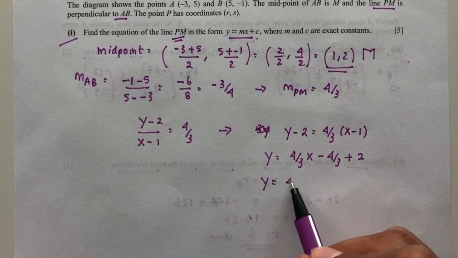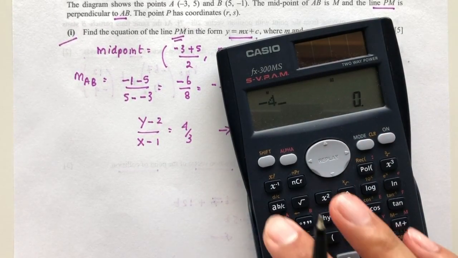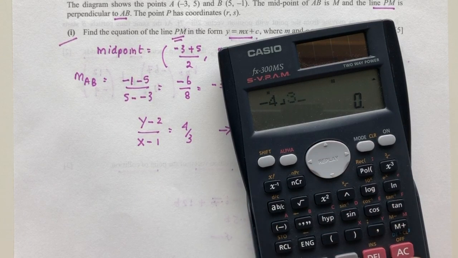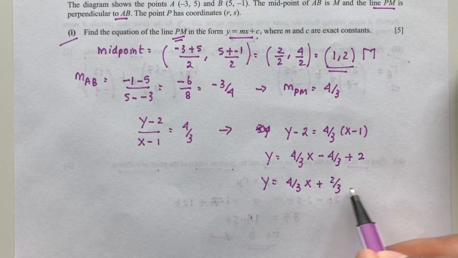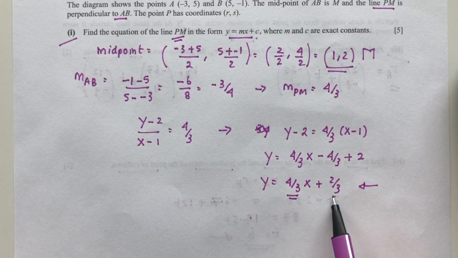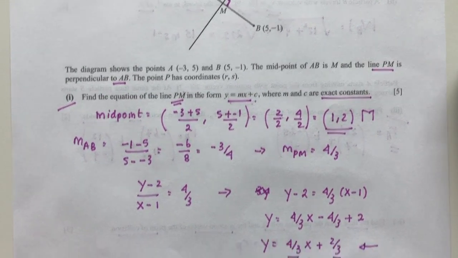So that will be 4 over 3 x. So what is minus 4 over 3 plus 2? That will be minus 4 over 3 plus 2, that will be 2 over 3. Okay, so as you can see, y equals mx plus c, where m and c are exact constants.